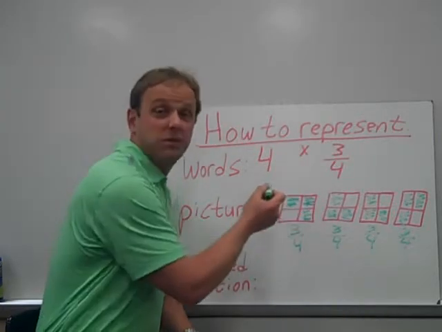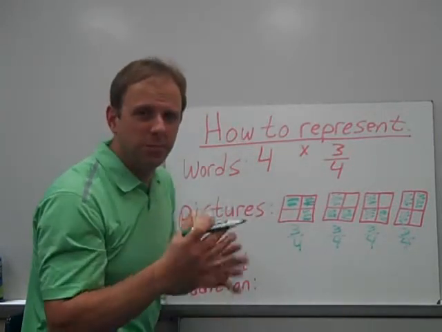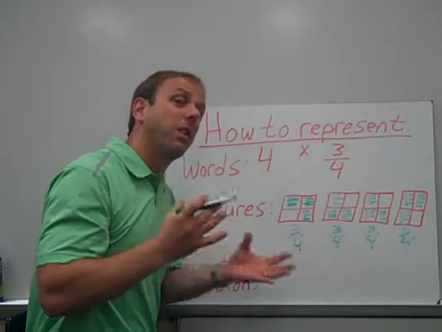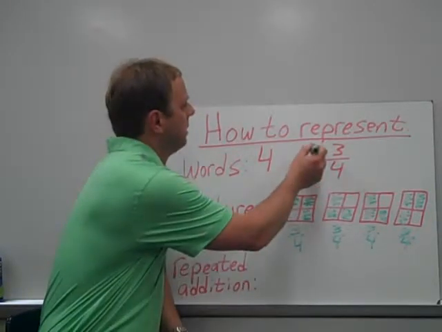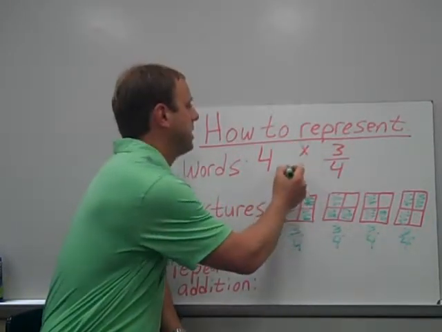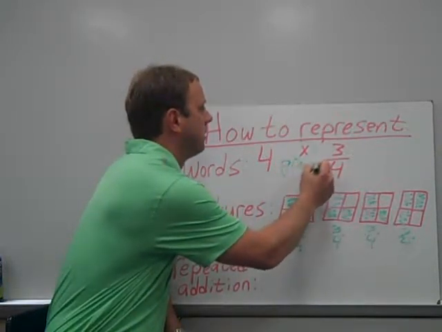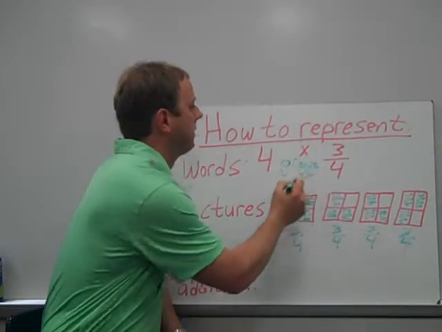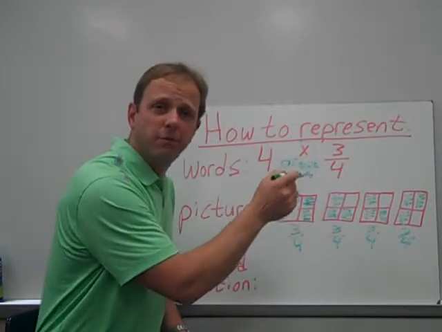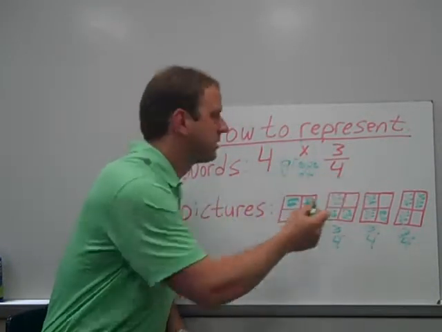Now, for those of you that are my English language arts people that don't prefer math but like language, a good strategy for you is to change this to the words that it means. Groups of. Rather than saying 4 times 3/4, say 4 groups of 3/4.